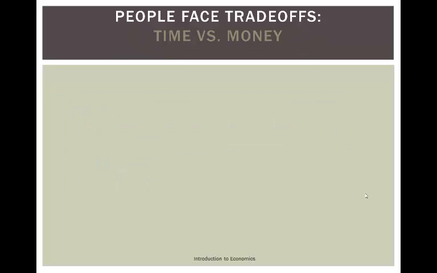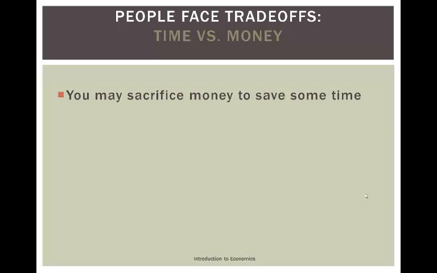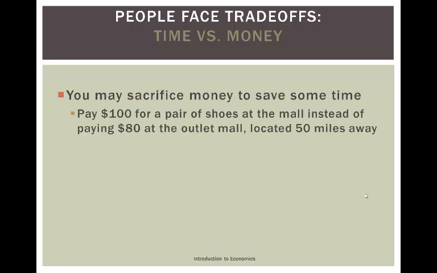Time versus money. We already briefly talked about that when we looked at the alternative uses of our scarce resources. We say that you may sacrifice money to save some time. Another example would be to pay $100 for a pair of shoes at the mall instead of paying $80 at the outlet mall that's located 50 miles away. So here we're spending an extra $20 for a pair of shoes, but we're choosing to go to the mall that's located close to us instead of driving far away and purchasing a discounted item at the outlet mall.